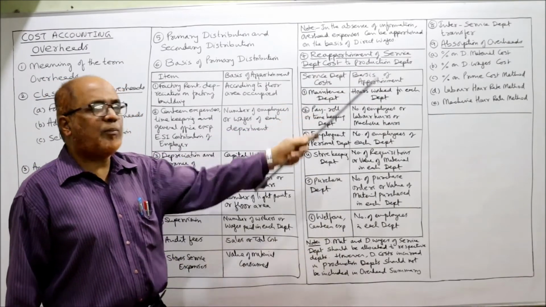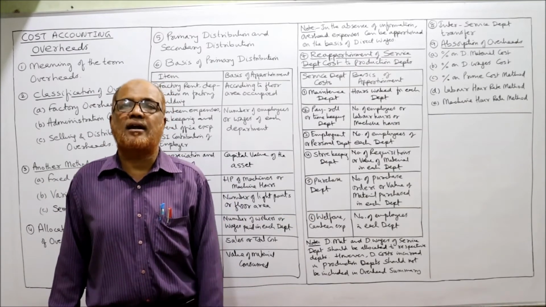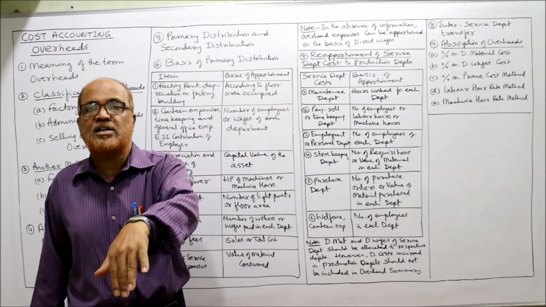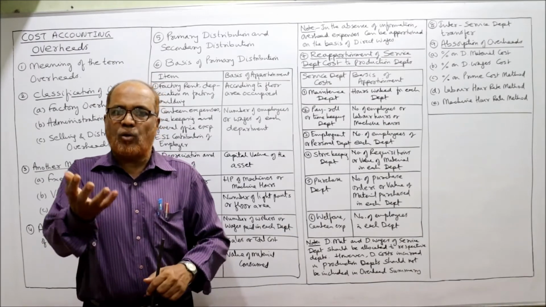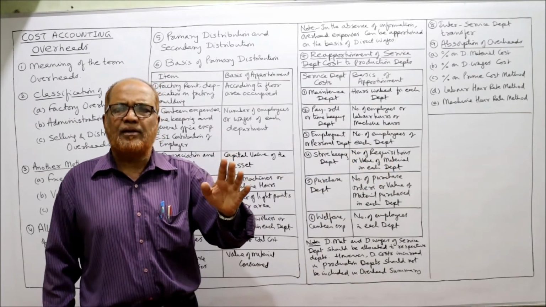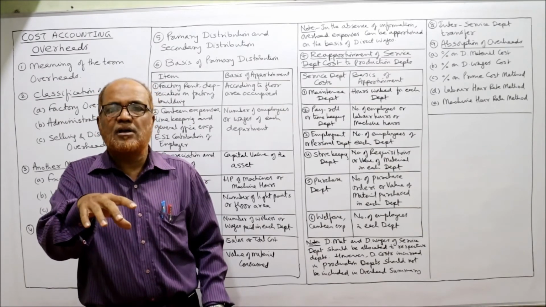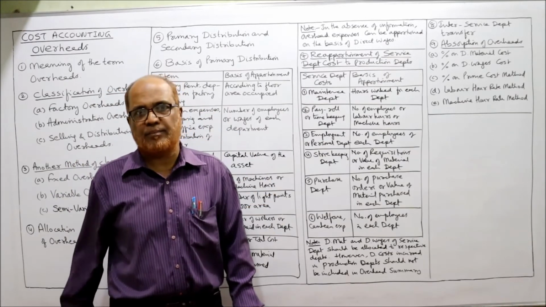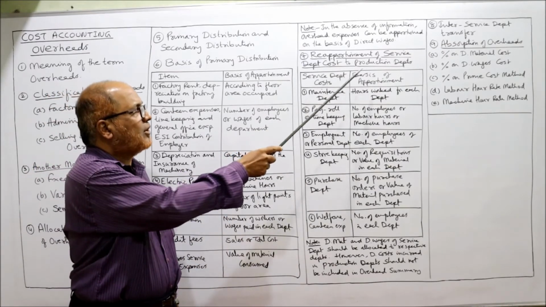Then reapportionment. First we have to make primary distribution, secondly we have to make secondary distribution. In secondary distribution, we reapportion the overheads of service departments back to production departments. The first job: the overhead expense will be divided between A, B, C, D, E. We have divided completely and got the total of A, B, C, D, E. Now our job is to reapportion the total of D and E back to A, B, C. That is called secondary distribution, reapportionment of service department to production department.